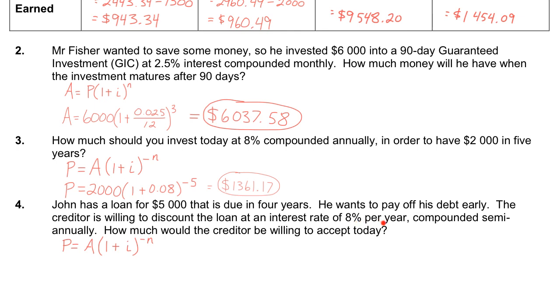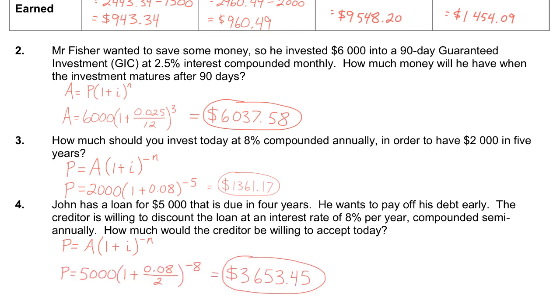Interest is 8% per year, but it's compounded semi-annually. So we need to divide the 8% by 2. Also, 4 years with semi-annual interest, that's a total of 8 compounding periods. So once you plug in your numbers, you should get $3,653.45. That's how much the creditor should be willing to accept today in order to pay off the $5,000 due in 4 years.